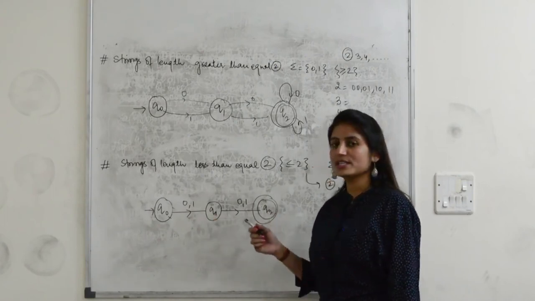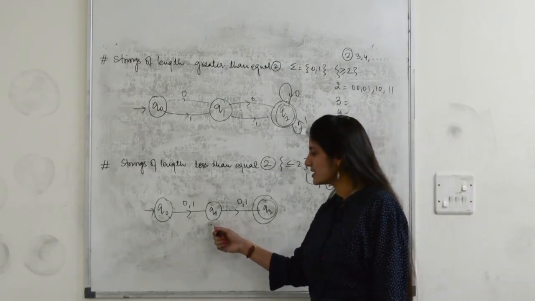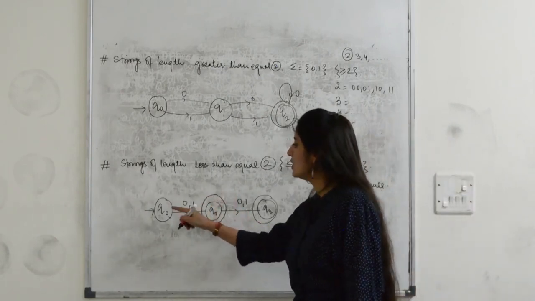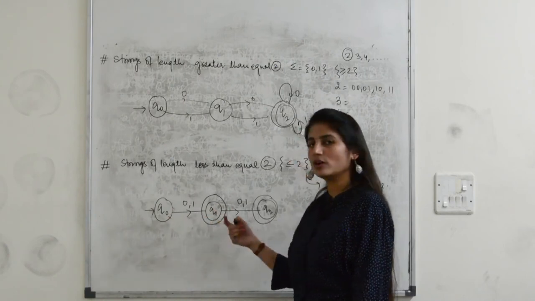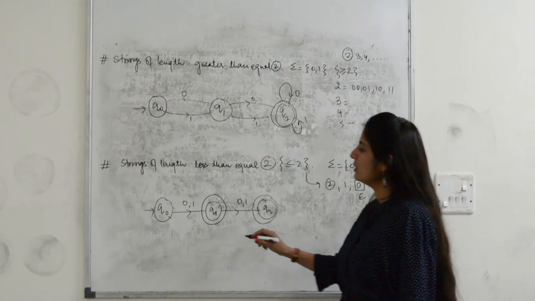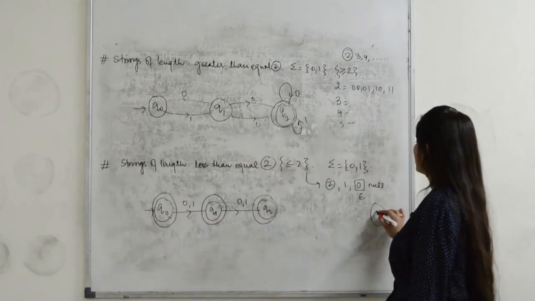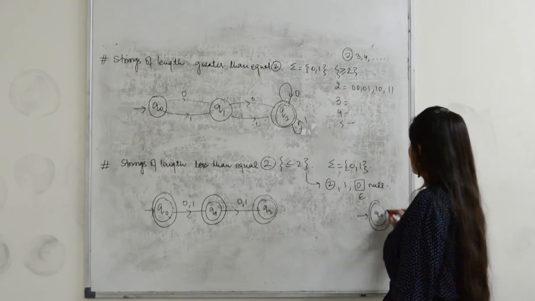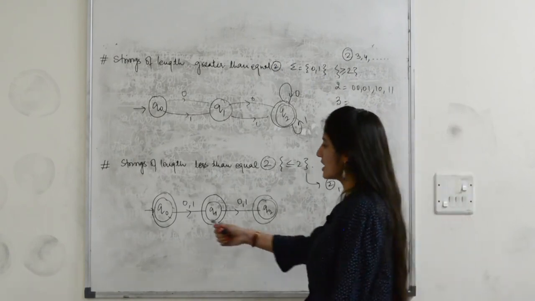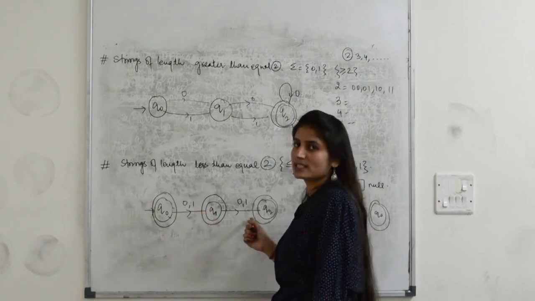Now if we have to also accept the strings which are of length 1, then we'll make this state as your final state. So 0 and 1 is also accepted, and if you have to accept epsilon, that is null, we'll make the initial state as a final state. When you have your initial state as your final state, it will always accept null. So null is accepted, strings of length 1 is accepted, strings of length 2 is accepted.